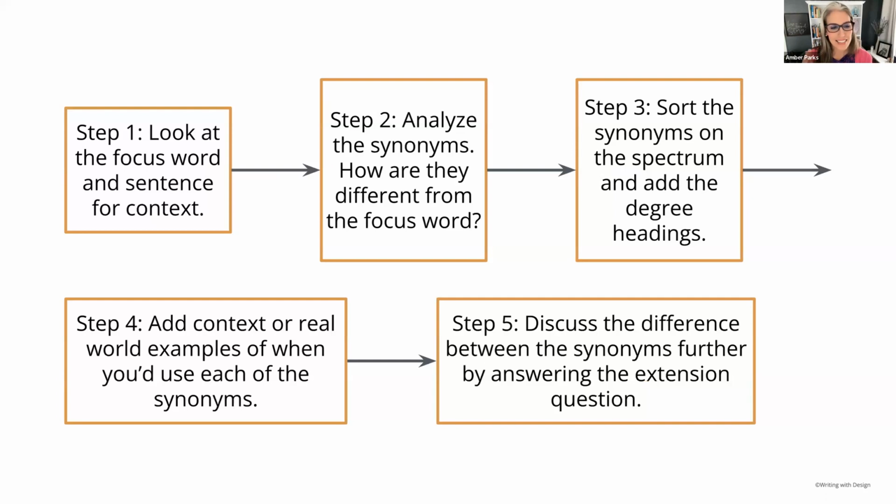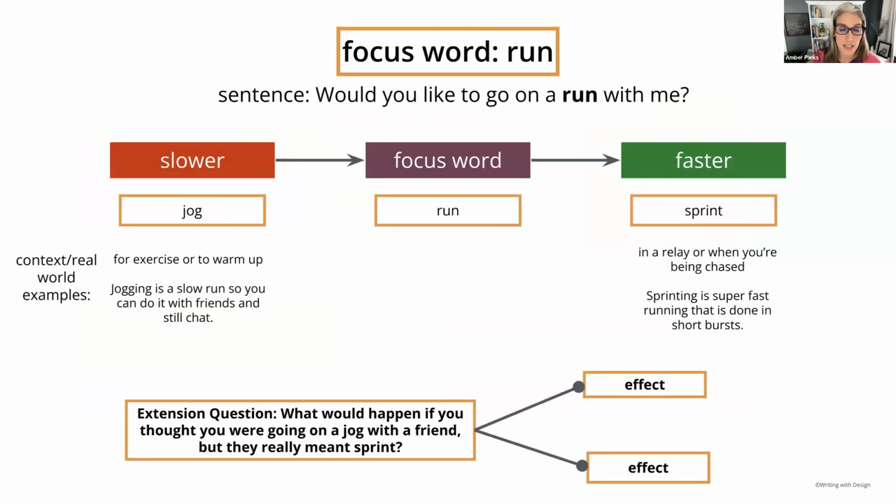And so the last piece of this process is to discuss the difference between the synonyms further by answering extension questions. So for each of the synonyms that you'll see in this presentation, you're going to have some questions that are just meant to further get into the differences between these synonyms. And granted, there's a lot more than just jog and sprint that are related to run, but this is enough to get students really thinking about the degrees of separation. What is different and how are they different? How are they lined up on the spectrum, so that I can see the relationships between them?